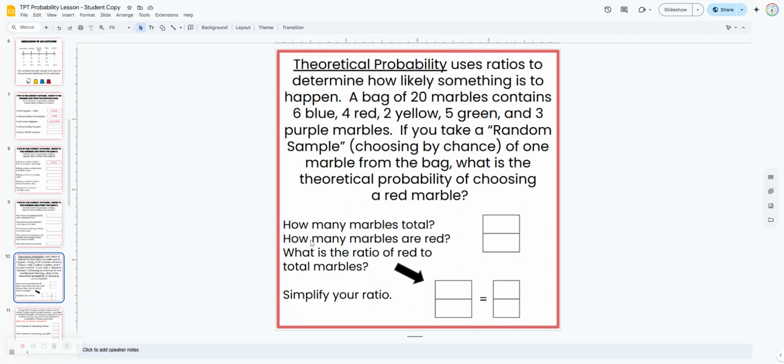Well, they're going to answer each one of these questions. So how many marbles are there total? So they're going to type in 20. How many are red? Well, they're going to type in 4. And the ratio is red to total, so we want to switch those numbers. 4 red, 20 total. And we want to simplify this ratio just like we would simplify a fraction. So the theoretical probability would be 1 to 5.